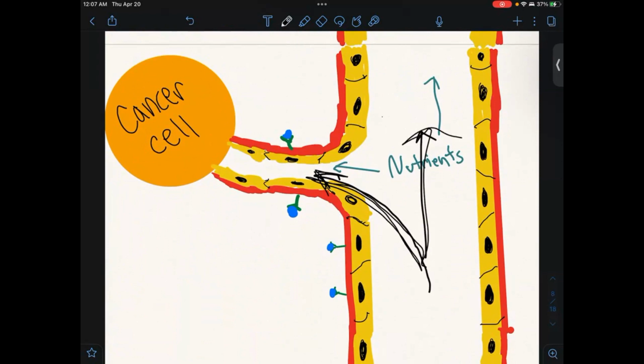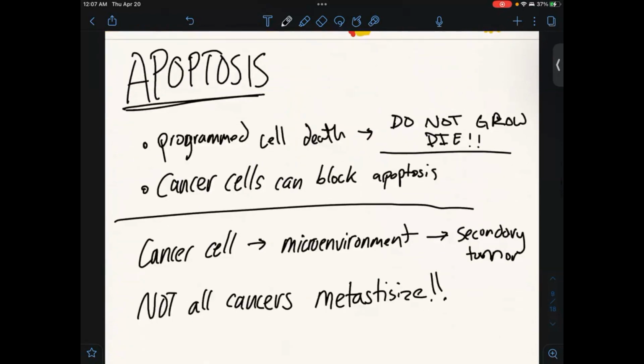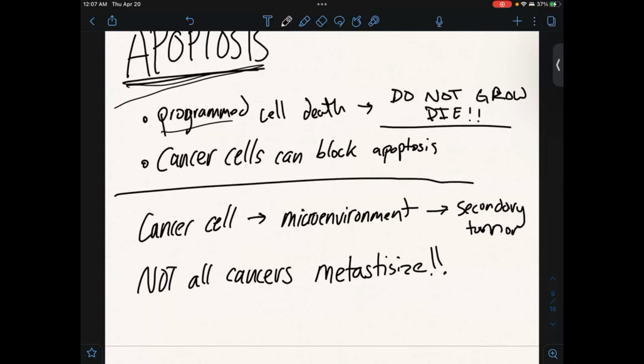Another way is by evading apoptosis. So what is apoptosis? It is basically programmed cell death, and it tells cells, do not grow anymore, please die. It's the way for the body to regulate its cells, but cancer cells have the ability to block apoptosis. All in all, I'm saying this to show that cancer cells create the microenvironments for themselves so that they can form a secondary tumor. But not all cancers metastasize. You have to realize that things have to be in the perfect conditions and the perfect settings.